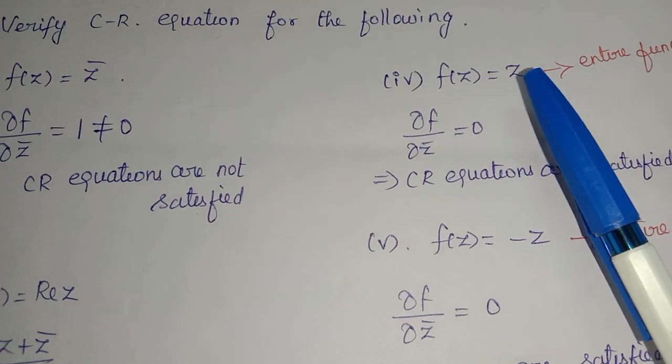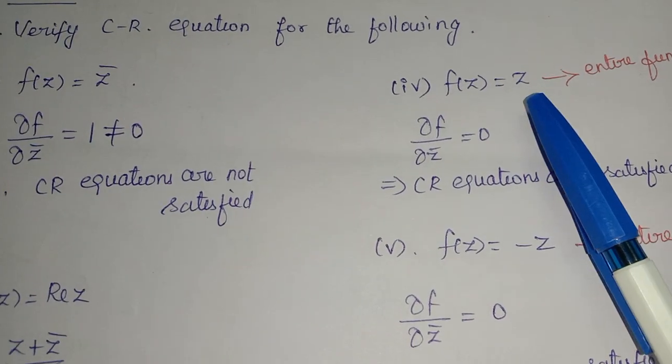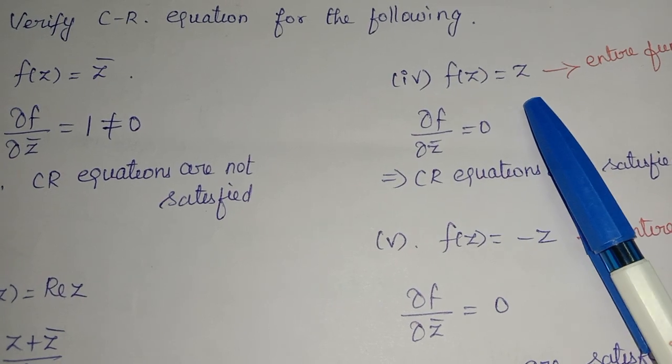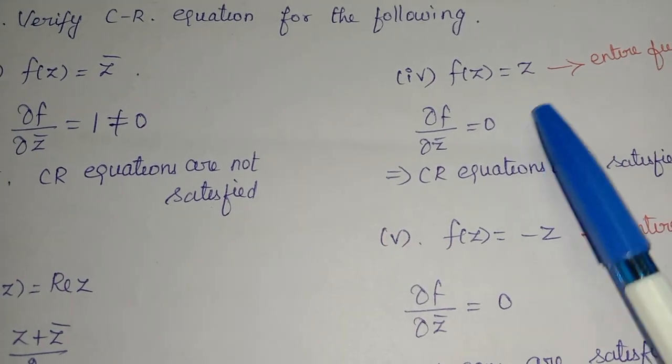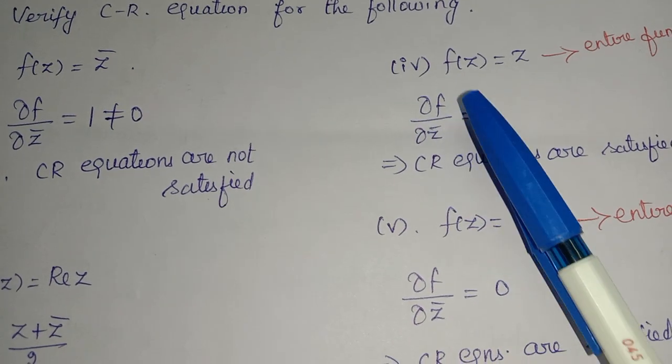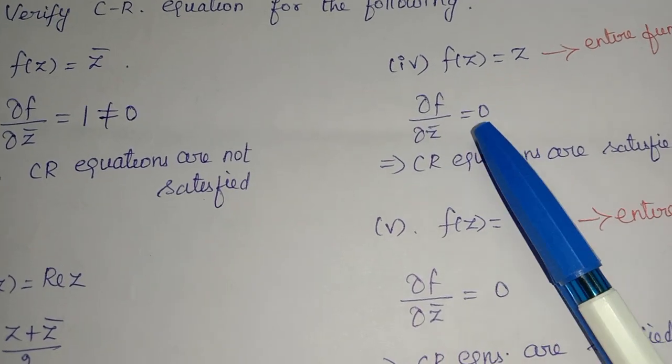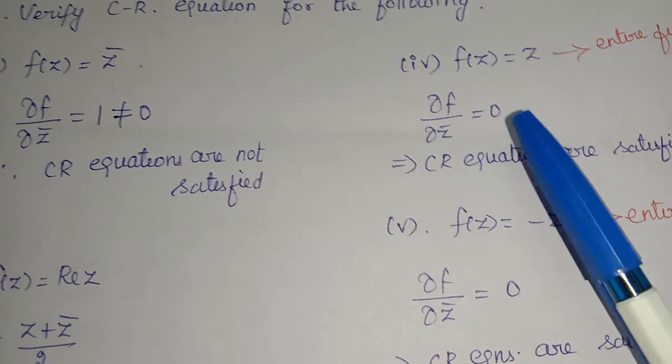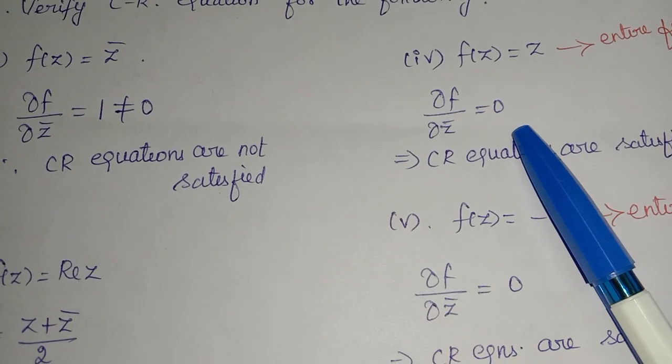So what do we say? It is differentiable. So where it is differentiable, that question arises, no. It is differentiable at all points because I didn't impose any condition here, no. At all points in the complex plane, dou f by dou z bar is 0, which means at all points the CR equations are satisfied. At all points the partial derivatives are continuous.